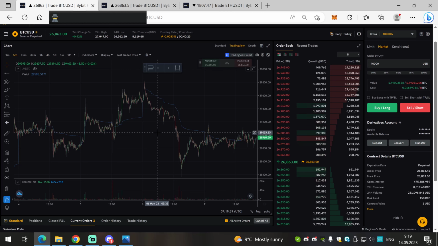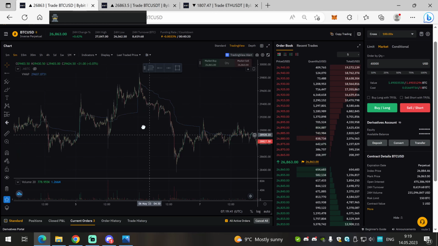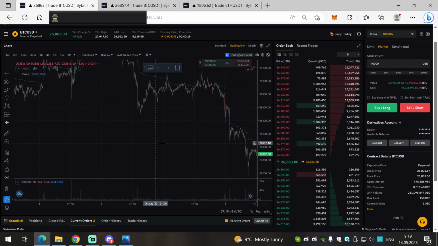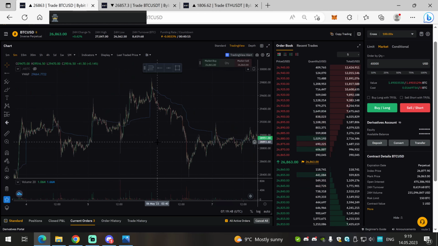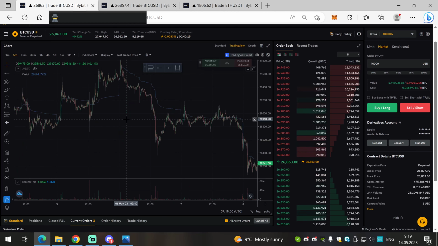Yes, in the past few days we haven't had many swing failure patterns. It was a bit less. The market was really nicely structured, and we had more breakdowns because it was a strong downtrend from the top.